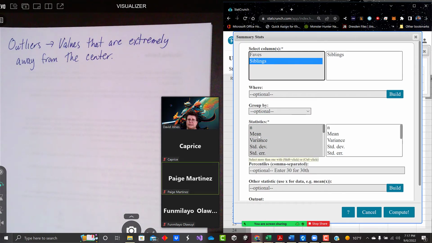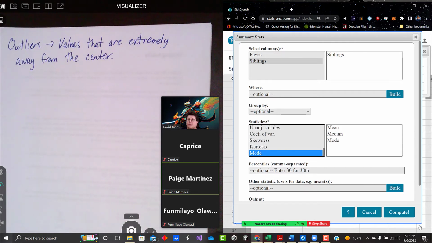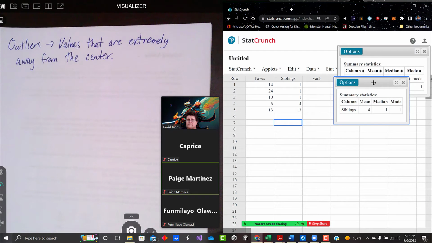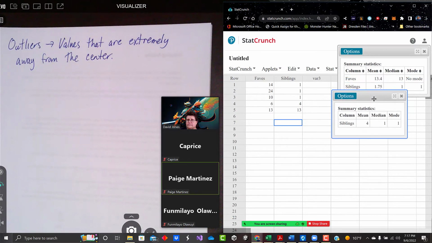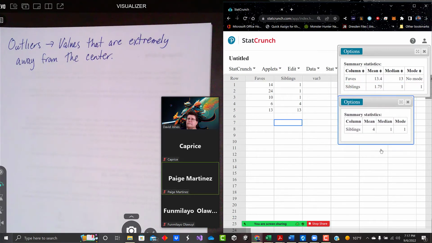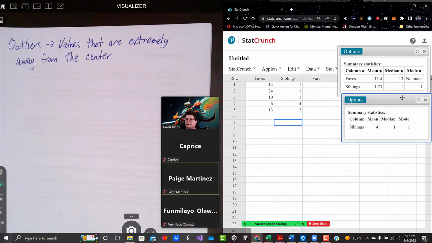I'm going to do siblings, I want to do mean, I want to do median, and I want to do mode. Notice that the median and the mode haven't changed. 1, 1, 1, 1. The mean changed a lot. It doubled.